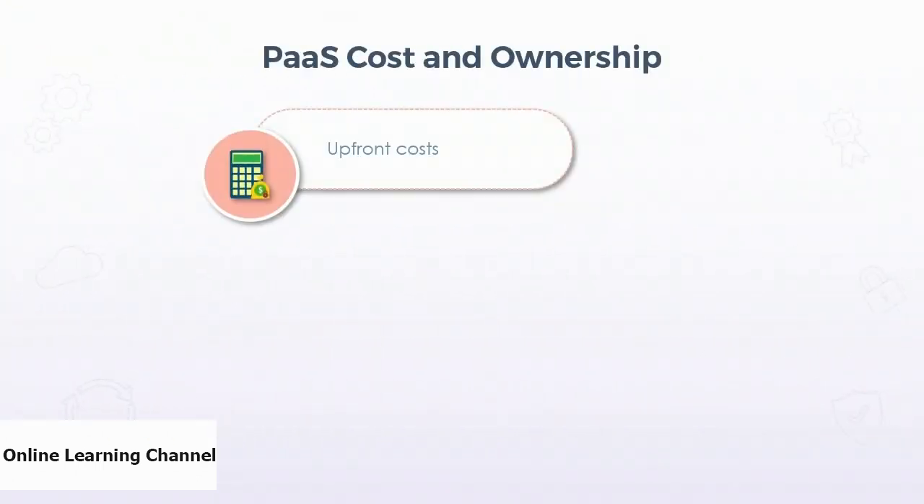What are some of the platform as a service costs and ownership? Upfront costs? Nothing. You pay for what you use. Gone are the days of buying servers. Gone are the days of buying networking equipment and firewalls. Right? That's no more. You pay for the resources you use. So if it sits idle, you're not using it, you can shut it down and not pay for it. You can't do that with physical servers. You bought the server. It's yours.